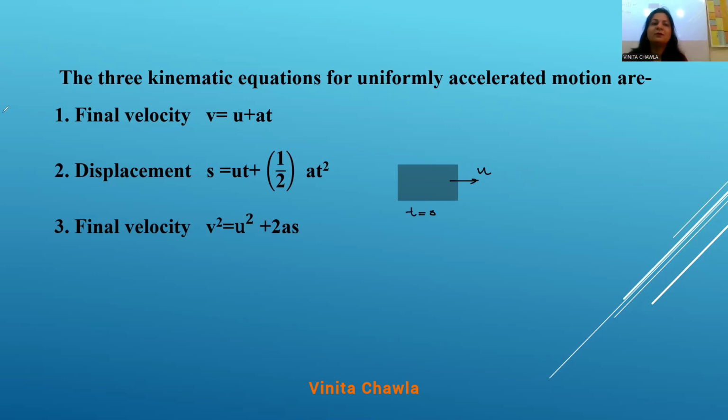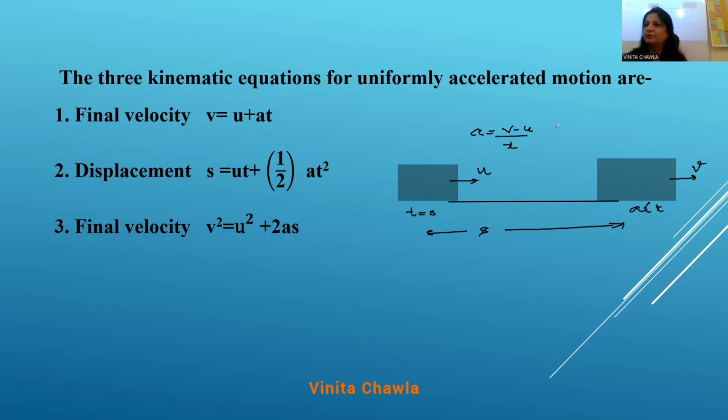After some time, this object covers a certain distance in time t. Let the distance covered by the object be s, and its velocity becomes v at time t. So there is a change in velocity and the object has covered a certain distance. Because there is a change in velocity, the object is accelerating. And how do we write acceleration? It's v minus u upon t.